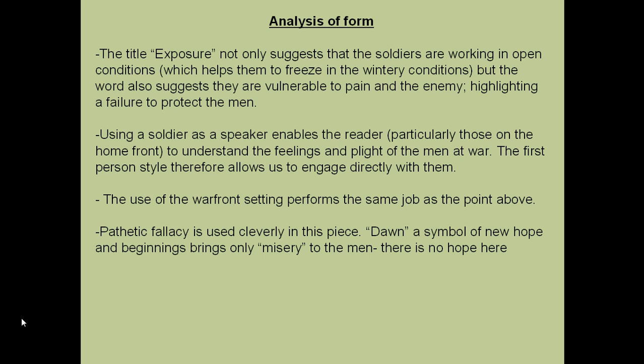The first person style therefore obviously allows us to engage directly with a speaker, really similar to some of the other poems that you'd be used to at GCSE level, in particular the work of Agard, that sort of thing. Obviously the setting itself on the war front does exactly the same thing as we mentioned just a moment ago. Pathetic fallacy here has been used cleverly in this piece. So dawn is traditionally a symbol of new hope and new beginnings, but dawn only brings misery to the men. Therefore there is no hope in this war.